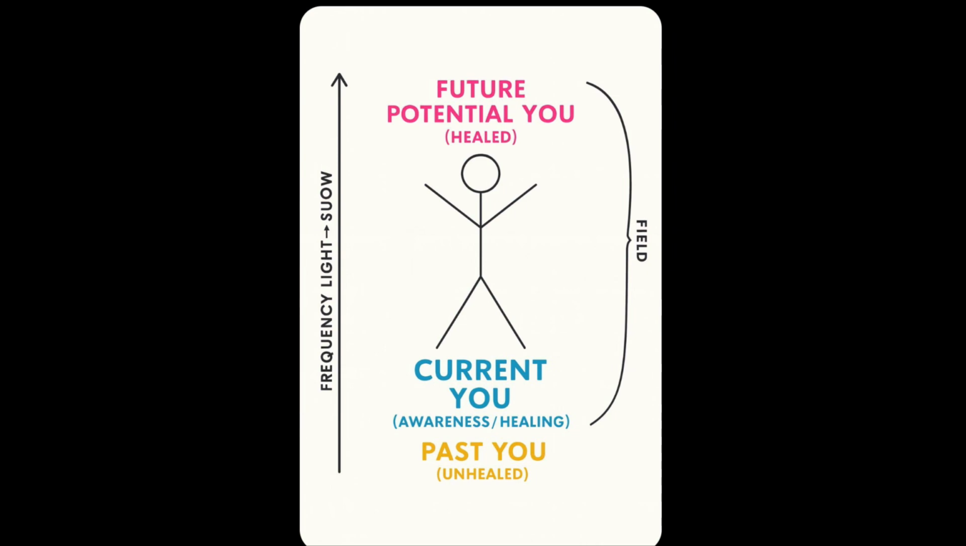And then on another frequency, you might be the current you, where you have an awareness that you need to heal and you're working on that. And then there's another frequency where there's the past you, where you weren't aware or you weren't healing. And they're saying that in the field, there are all these replicas of you, and that depending on the frequency that you currently are embodying, is what you're currently experiencing or are attracting into your life.